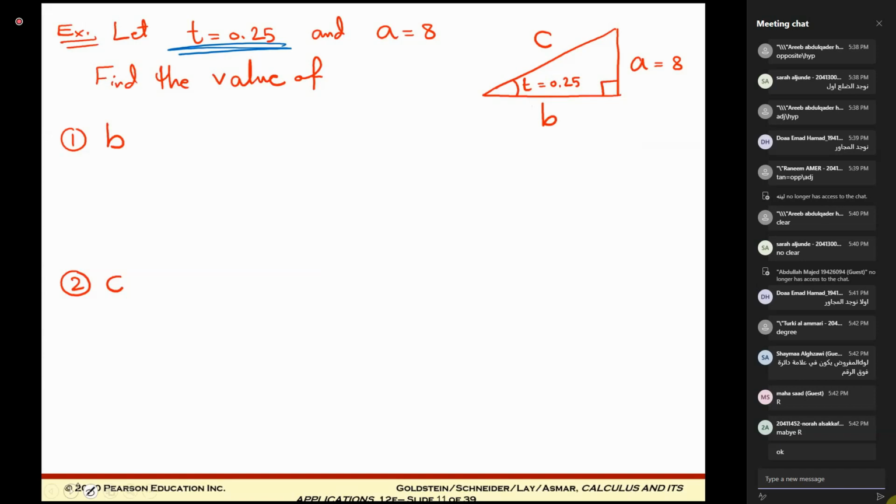To find the b, using sine or cosine or tan, we need to find the b. Now, which one is better to find the b? Using sine or cosine or tan.